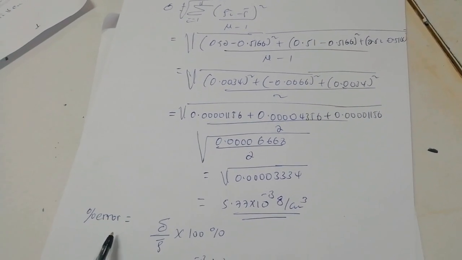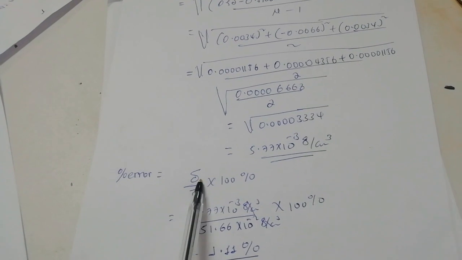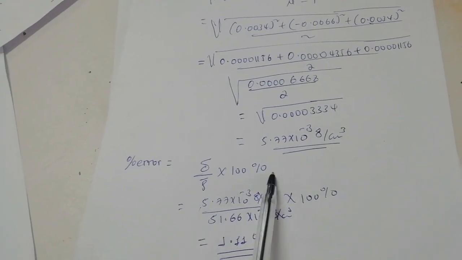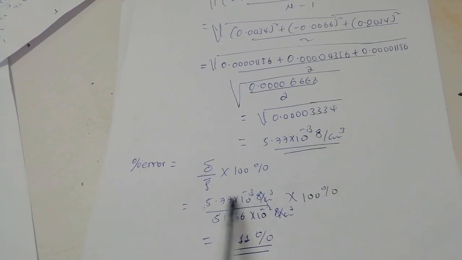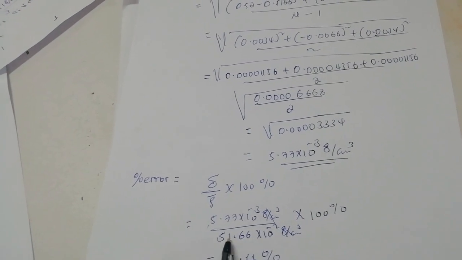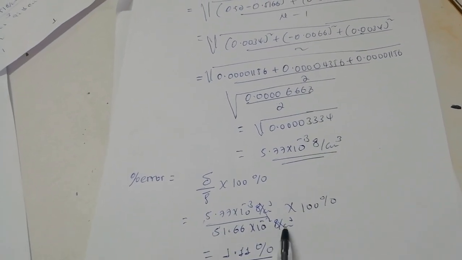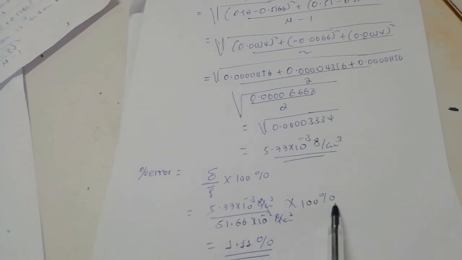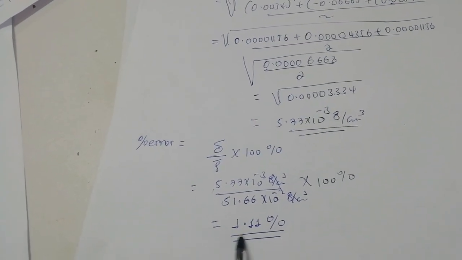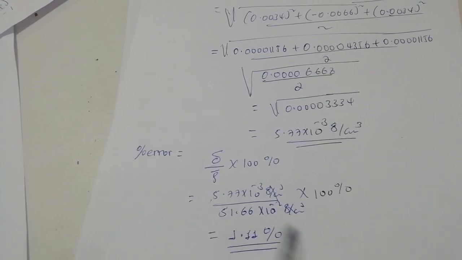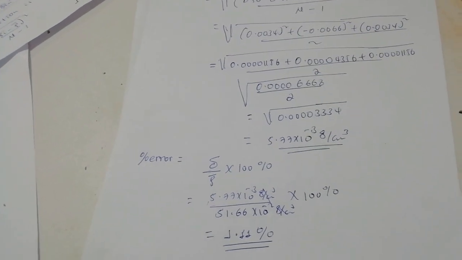Next, we find the percentage of error for this measurement. The percentage of error is given by the standard deviation of the density divided by the mean of the density, times 100%. So the standard deviation for density is 5.77 times 10 to the power of minus 3 gram per centimeter cube, divided by the mean density, which is around 551.66 times 10 to the power of minus 2 gram per centimeter cube when written in power form, times 100%. So the percentage of error is around 1.11% when we are using the meter stick. This is the step to find it when we do not know the standard value of the density.